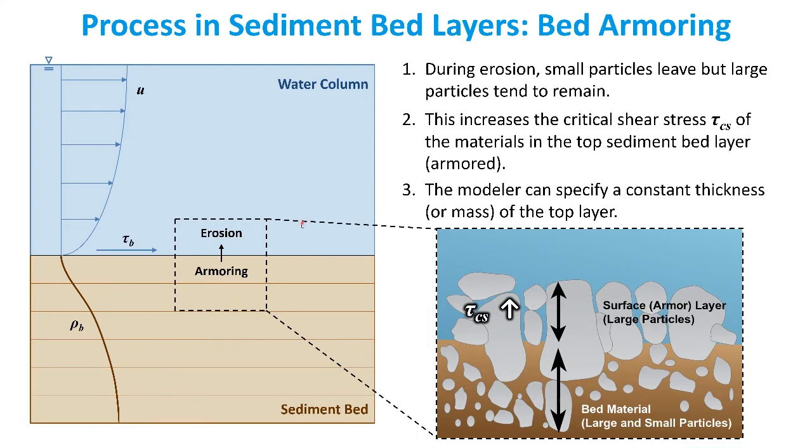During the erosion process, small particles leave, but large particles tend to remain like this. And this increases the critical shear stress of the materials in the top sediment bed layer, and we can call it an armoring process. We can say that the sediment bed is armored, and the modeler can specify a constant thickness of the top layer to represent the armoring process of the sediment bed.